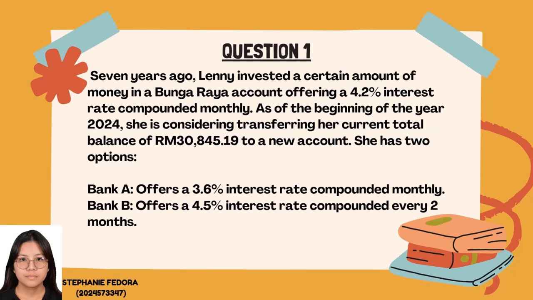Question 1. 7 years ago, Lenny invested a certain amount of money in a Bunga Raya account offering a 4.2% interest rate compounded monthly. As of the beginning of the year 2024, she is considering transferring her current total balance of 30,845 ringgit and 19 cents to a new account. She has two options. Option 1. Bank A, which offers a 3.6% interest rate compounded monthly. Option 2. Bank B, which offers a 4.5% interest rate compounded every 2 months.